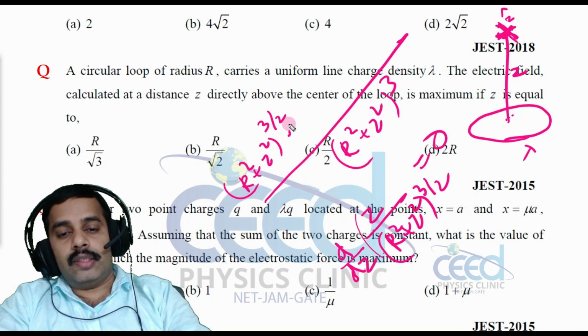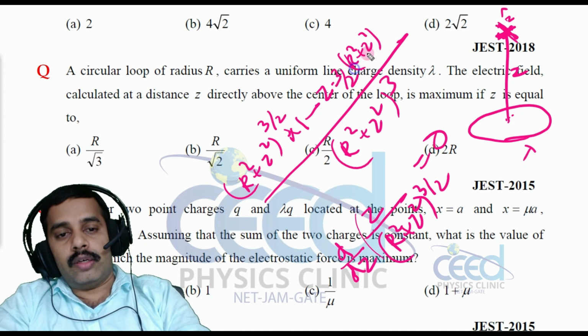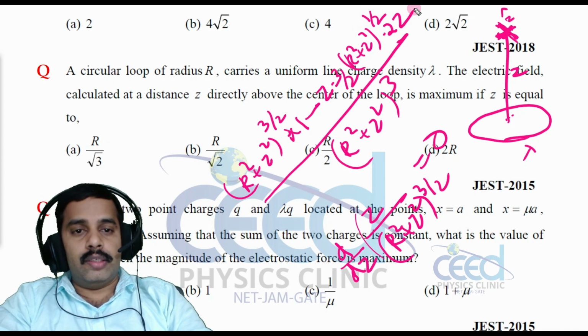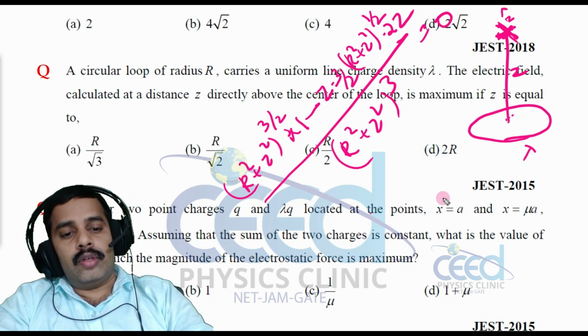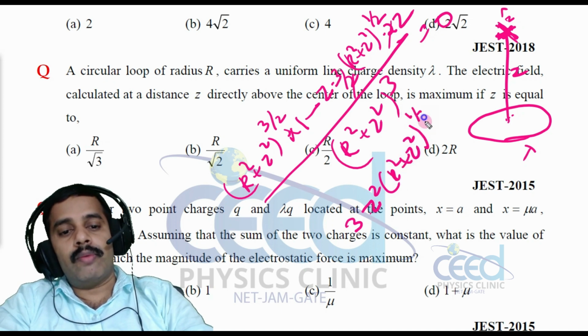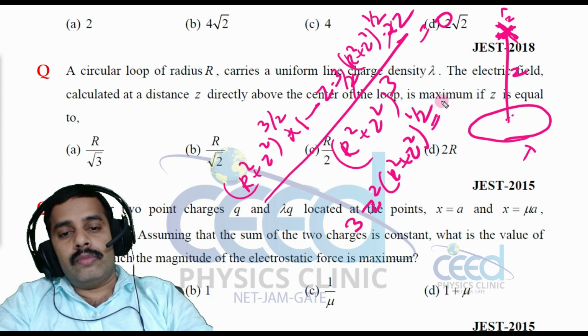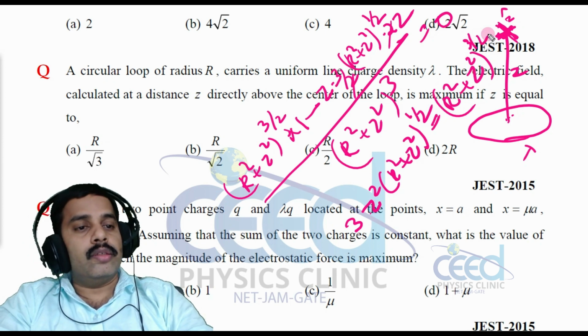Numerator, that is with respect to z1 minus numerator into derivative of denominator, that is 3 by 2 into (r square plus z square) whole raised to 3 by 2 minus 1, that is 1 by 2 into 2z, right? So that should be equal to 0. That means, let me write this as, here we have 2, here 2, here we have 3z square, right? 3z square into (r square plus z square) whole raised to 1 by 2 is equal to (r square plus z square) whole raised to 3 by 2, right?